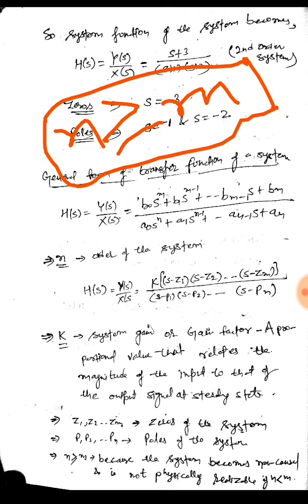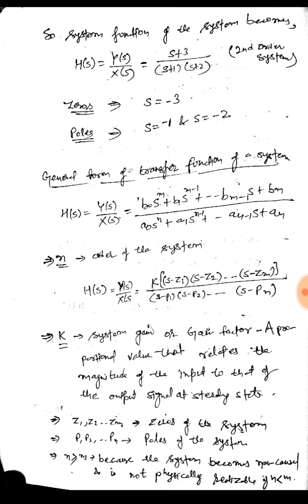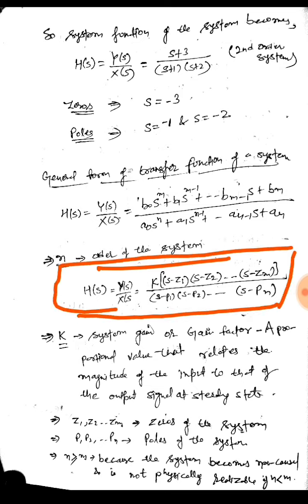If it is not the case, then our system will become non-causal. If the degree of the numerator becomes greater than the denominator, then the system will become non-causal and it will not be a practical system. So always for an LTI system, n should be greater than or equal to m, where n is the order of the system. So we can transform it in this form, that is zeros and poles.